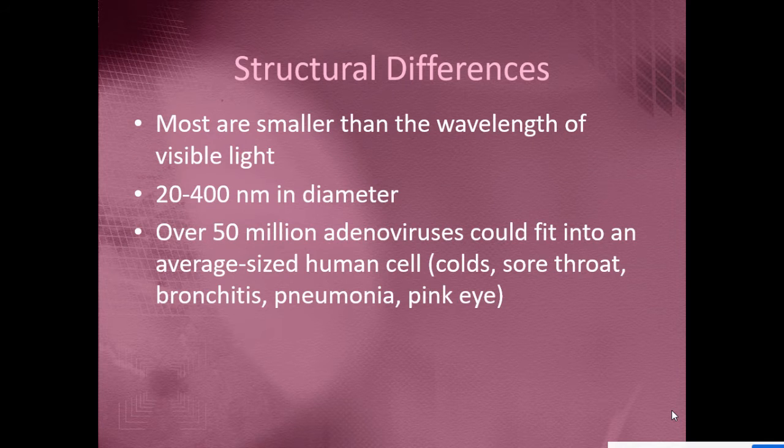Structural differences. Most are smaller than the wavelength of visible light, 20 to 400 nanometers in diameter, so they are extremely, extremely little. Over 50 million adenoviruses could fit into an average-sized human cell. So that is a lot of viruses that could get into one of our cells, and our cells are pretty darn small. But these are things like colds, sore throats, bronchitis, pneumonia, pink eye.